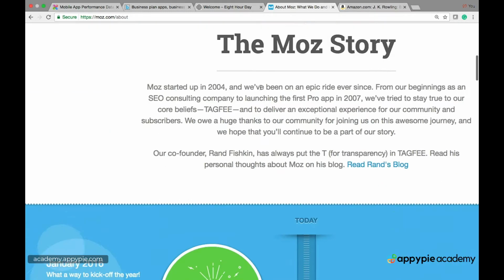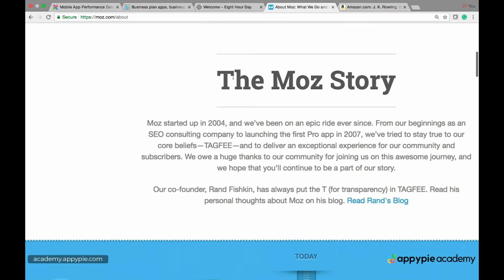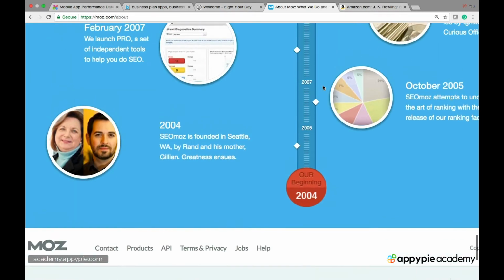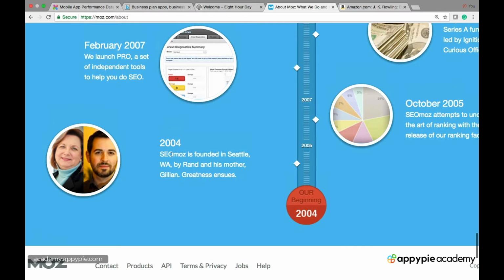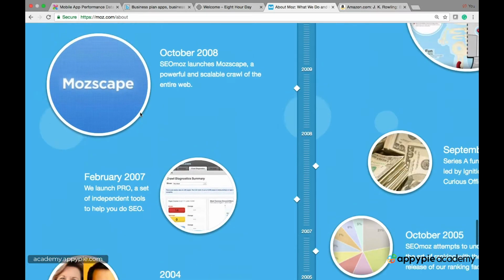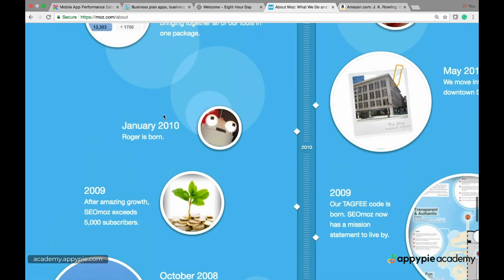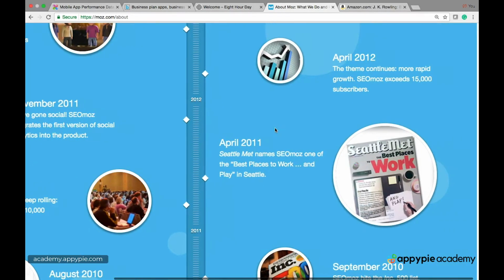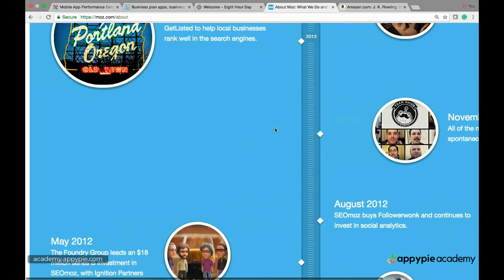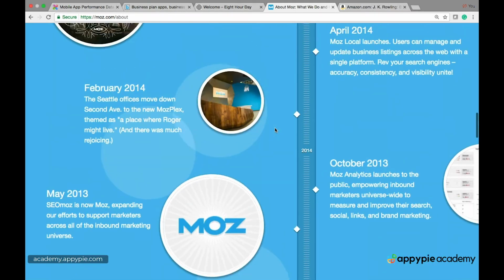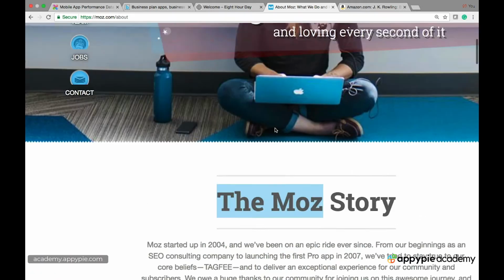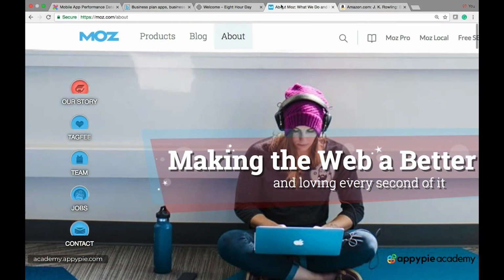What I really like about their About page is they have their entire story. They've been around for a while, and look at how they structured it. At the very bottom, they started in 2004, and they talk about what happened in 2007, 8, 9, how they grew. Every year they walk you through what happened to them and how they grew as a company, what they started doing, and how they got here. So that's a very nice, innovative and unique way of doing this.